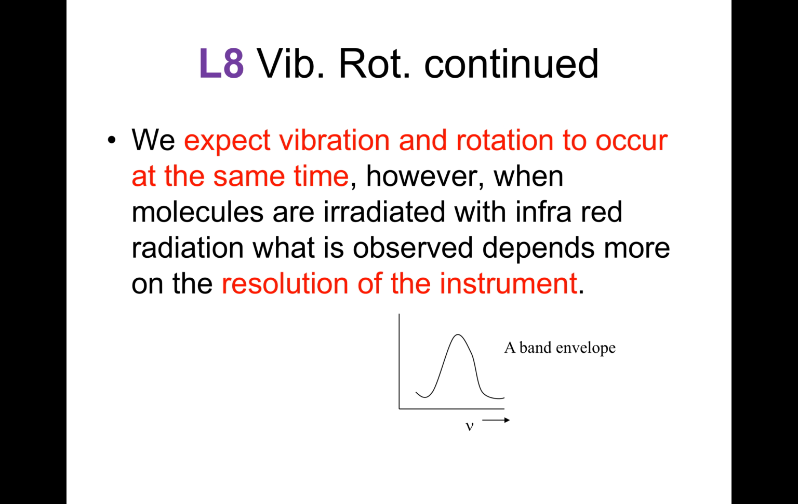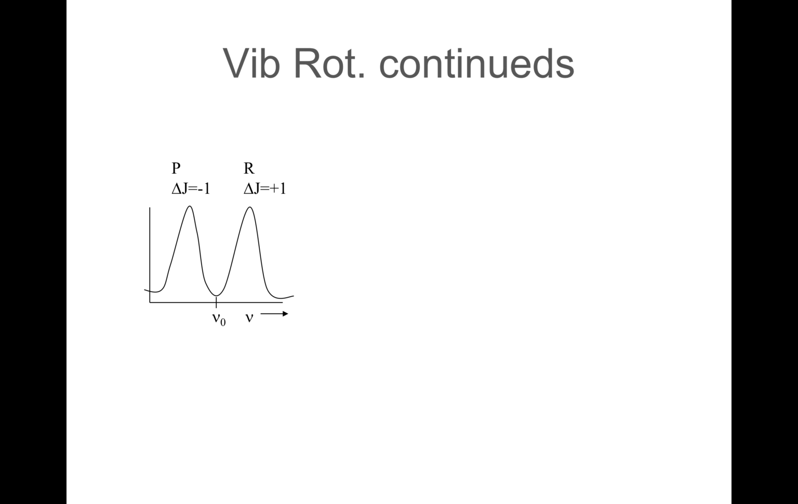Here's an example. This is the kind of band you will get when you irradiate a given molecule with infrared. It's what we call the band envelope. This is normally obtained at low resolution. Let us push the resolution up a bit.